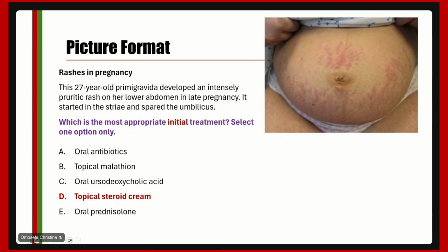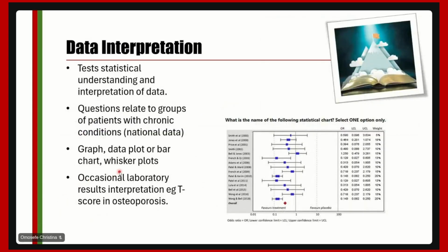So that's the picture format there, and you can have it as an ECG, you can have it as a hearing test, you can have it in so many ways, but it's a picture. Our next format is data interpretation. This is where your statistics come in. They're asking you to interpret a statistical report.